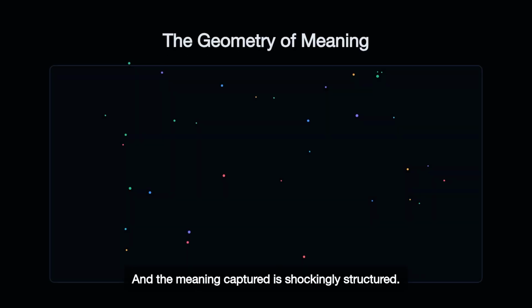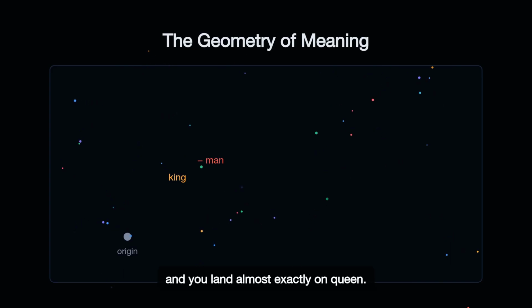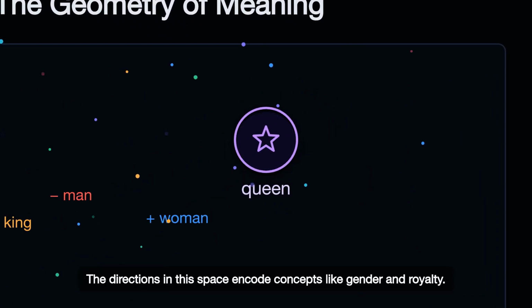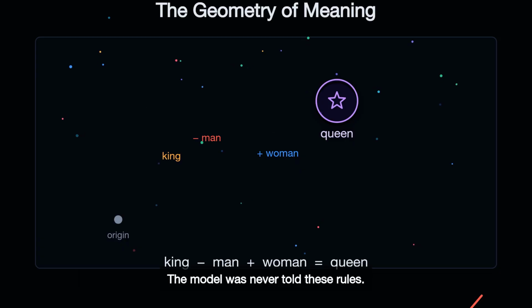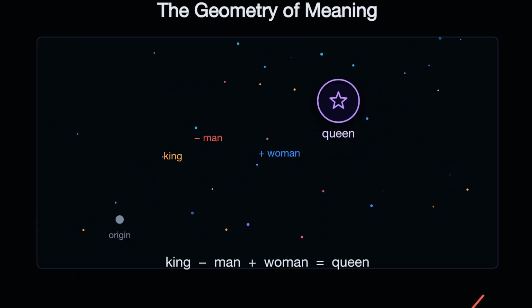And the meaning captured is shockingly structured. Take the vector for king, subtract man, add woman, and you land almost exactly on queen. The directions in this space encode concepts like gender and royalty. The model was never told these rules. It learned them just by reading.